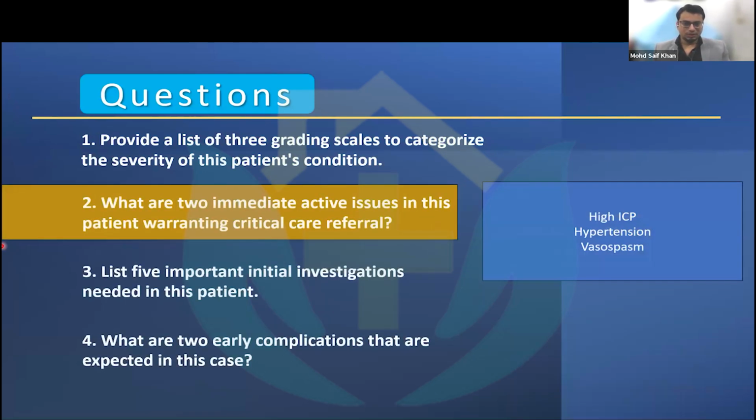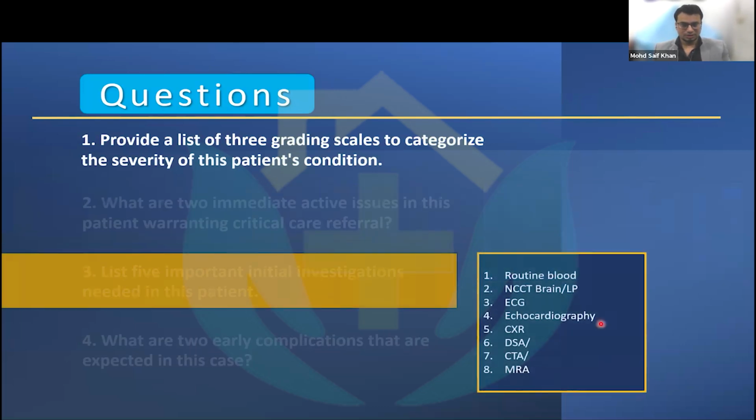What are the 2 immediate active issues in this patient warranting critical care referral? Aptly answered by the aspirants, Dr. Archana and Dr. Priyanka both. High ICP and hypertension, vasospasm, these are immediate active issues in this particular patient, which need immediate attention and management.